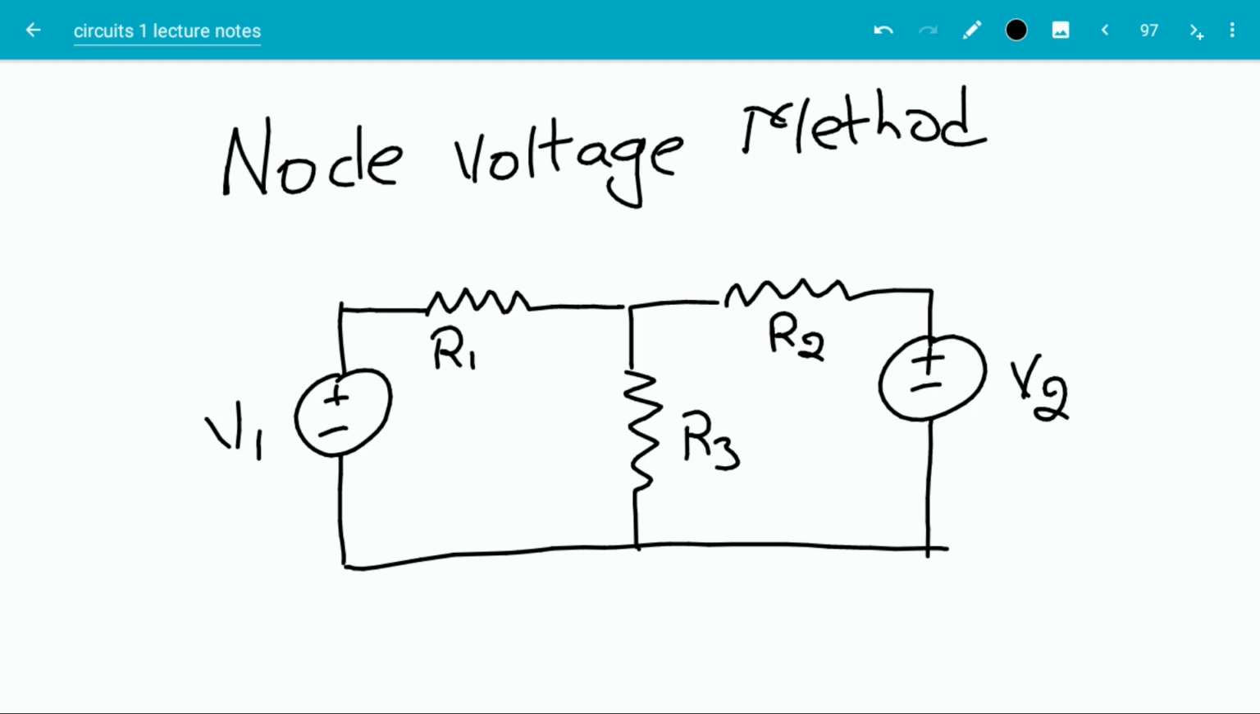It is usually convenient to pick one of the points as a zero voltage. So let's say I pick this voltage as 0. Then according to the definition of the voltage V1, the voltage at this point would be V1. And according to the definition of the voltage source V2, the voltage here would be V2. And let's say the voltage here is Vx.